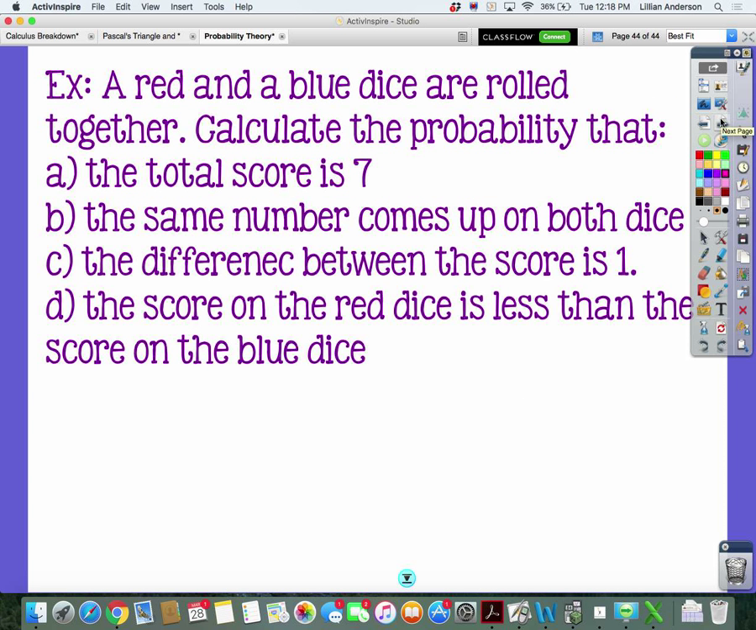A red die and a blue die are rolled together. Calculate the probability that the total score is 7. These are still six-sided dice, just one is red and one is blue, numbered 1 through 6. Then: the same number comes up on both dice; the difference between the scores is 1; and the score on the red die is less than the score on the blue die. Something like this, a sample space would be very helpful.